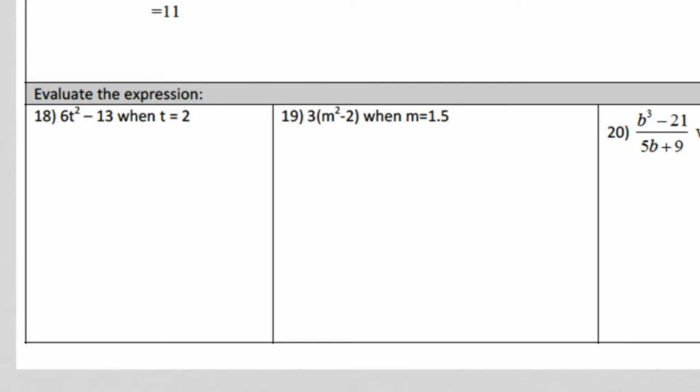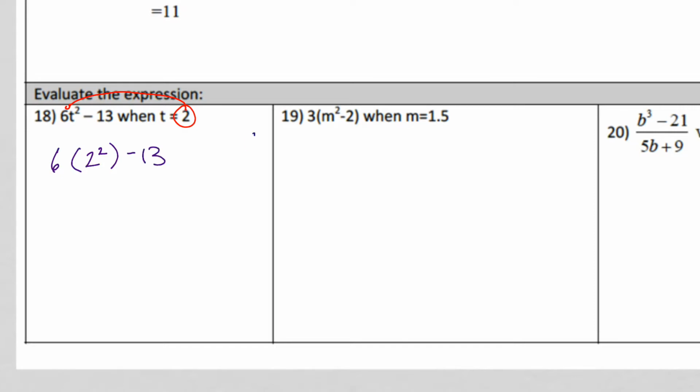I have this t equals 2, so I got to take that 2 and I got to plug it in for the t over here. Now be careful. You have 6 times 2. Now that exponent only affects the t there. So 2 to the second minus 13.